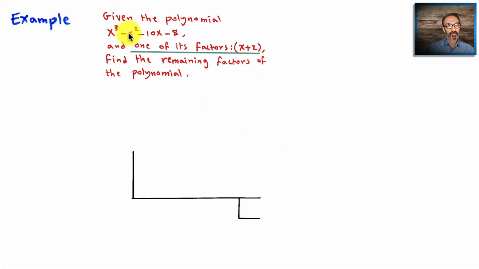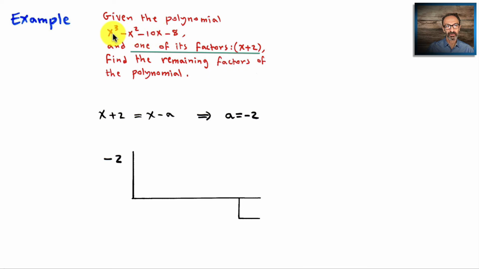Given the polynomial x cubed minus x squared minus 10x minus 8, we're not missing any terms, so we should be fine. And one of its factors, this is a factor, which means we should end up with 0 here. No remainders. But we need to identify a and be careful with a. Since x plus 2 equals x minus a, a should be negative 2. That goes right there. You know the rules. I'm going to go a little bit faster, but just follow me and practice.